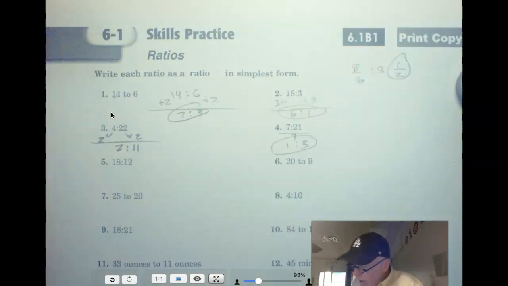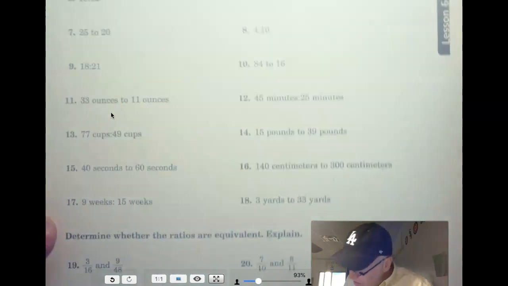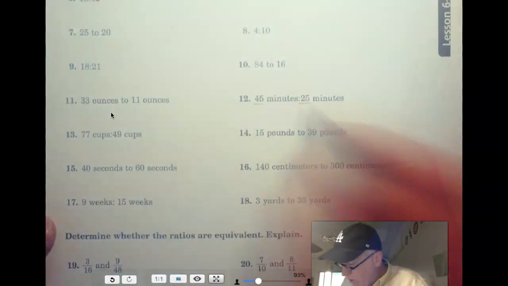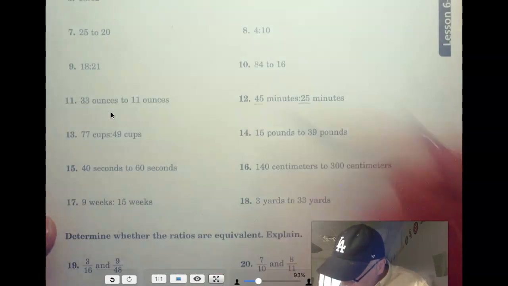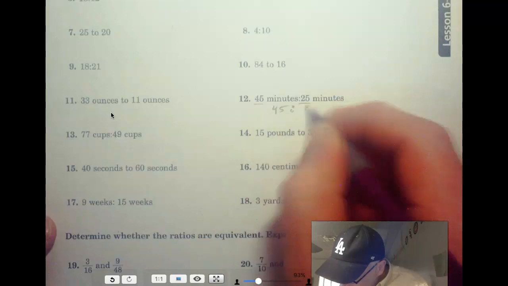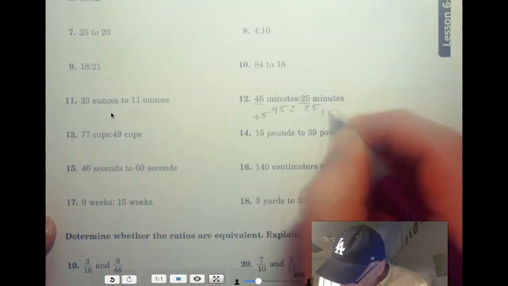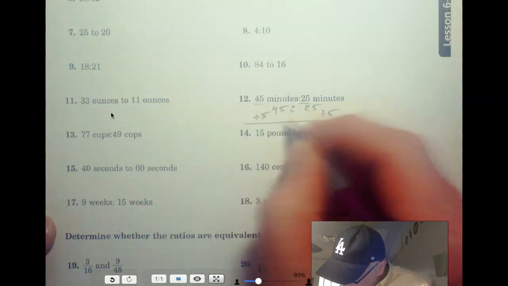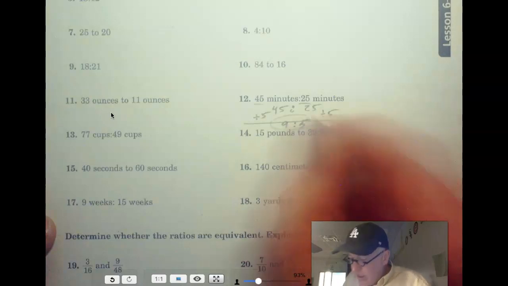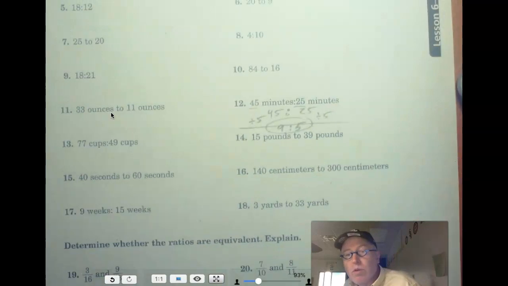So let's skip down and try a couple of the word problems. They look scary, but they're really not. Think about the numbers 45 and 25. Well, what goes into these numbers? We could divide both sides by 5. 45 divided by 5 would be 9. 25 divided by 5 would be 5. And we've got 9 to 5, because there's nothing else that will go into both 9 and 5 other than 1.